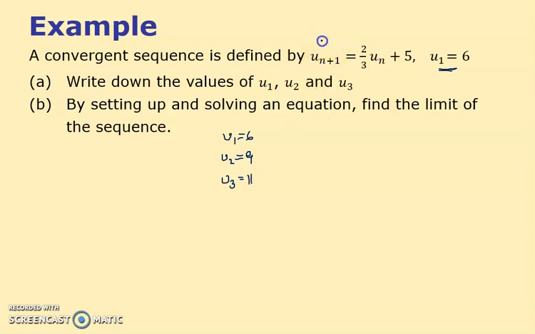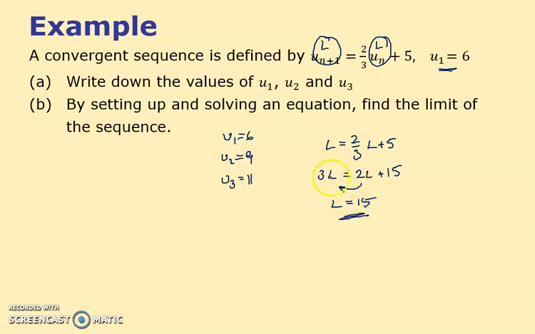Well, the limit implies that, look, this we pretend is the same thing. So L equals 2/3 of L plus 5, times everything by 3. 3L equals 2L plus 15. Move that over. L equals 15. Look at that, I solved it. That's something we definitely need to practice in class, because I don't reckon one example is enough on that.